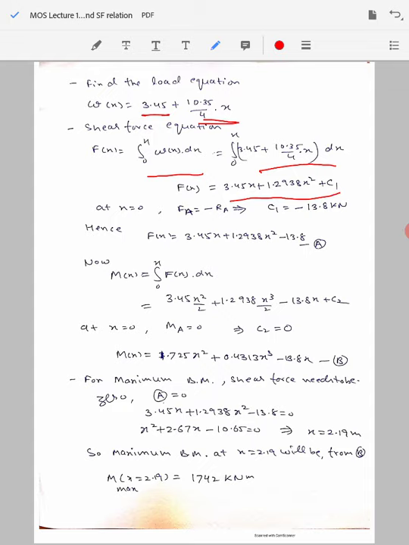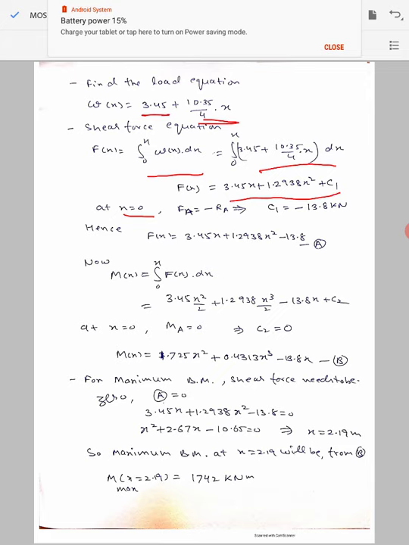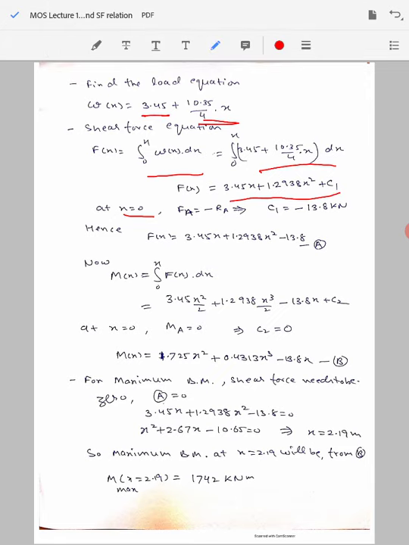To find the value of the constant of integration, we need to know the value of the shear force at the edges. We know that shear force at x equal to 0, that means at point A, will be equal to minus RA, right? So minus RA will be exactly the value of shear force at that particular point. So this will give us the C1 value as minus 13.8 kilonewton, and using this we can write our shear force equation as 3.45x plus 1.2938 x square minus 13.8.